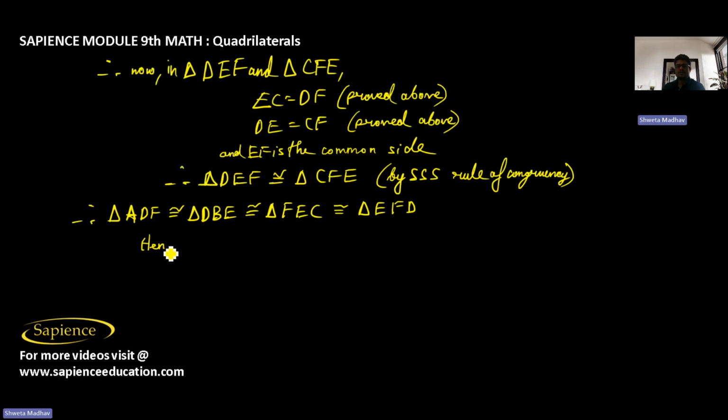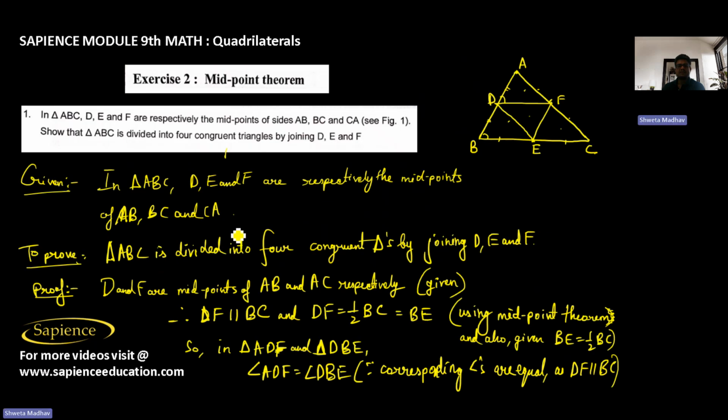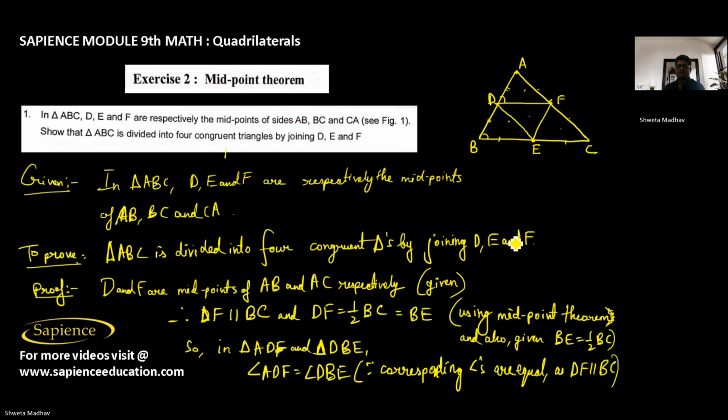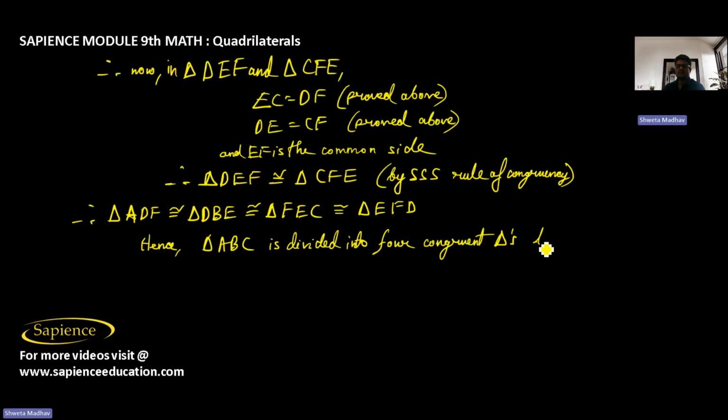So hence you can see that triangle ABC is divided into four congruent triangles by joining D, E, and F. So hence proof.